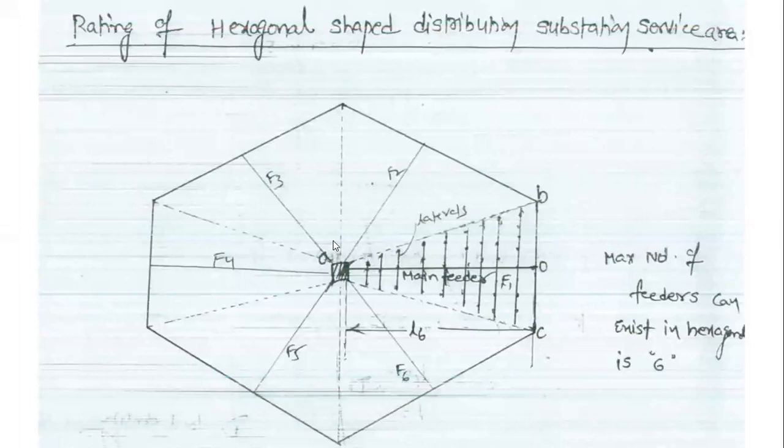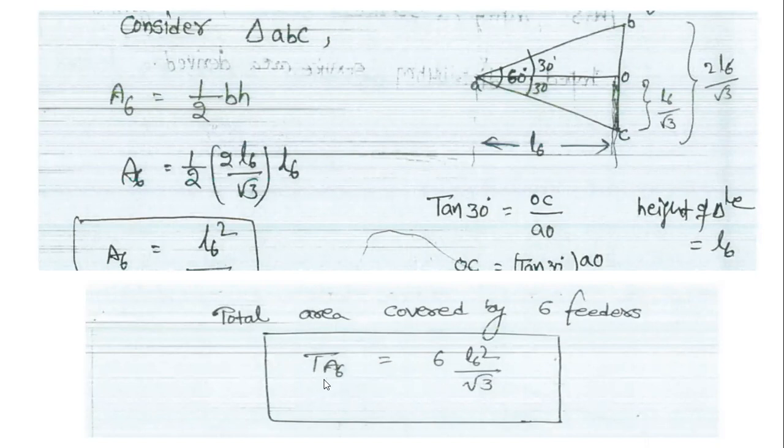In any shaped area, for example squared area, hexagonally shaped area, or triangular shaped area, first of all we calculate the area for that single feeder. How much area is covered in the hexagonally shaped distribution system for the single feeder? That is A6. After that we calculate the total area covered by the total hexagonally shaped distribution substation. How many feeders are we using for hexagonally shaped? That is 6 feeders. Therefore total area for the 6 feeders is 6 into A6.